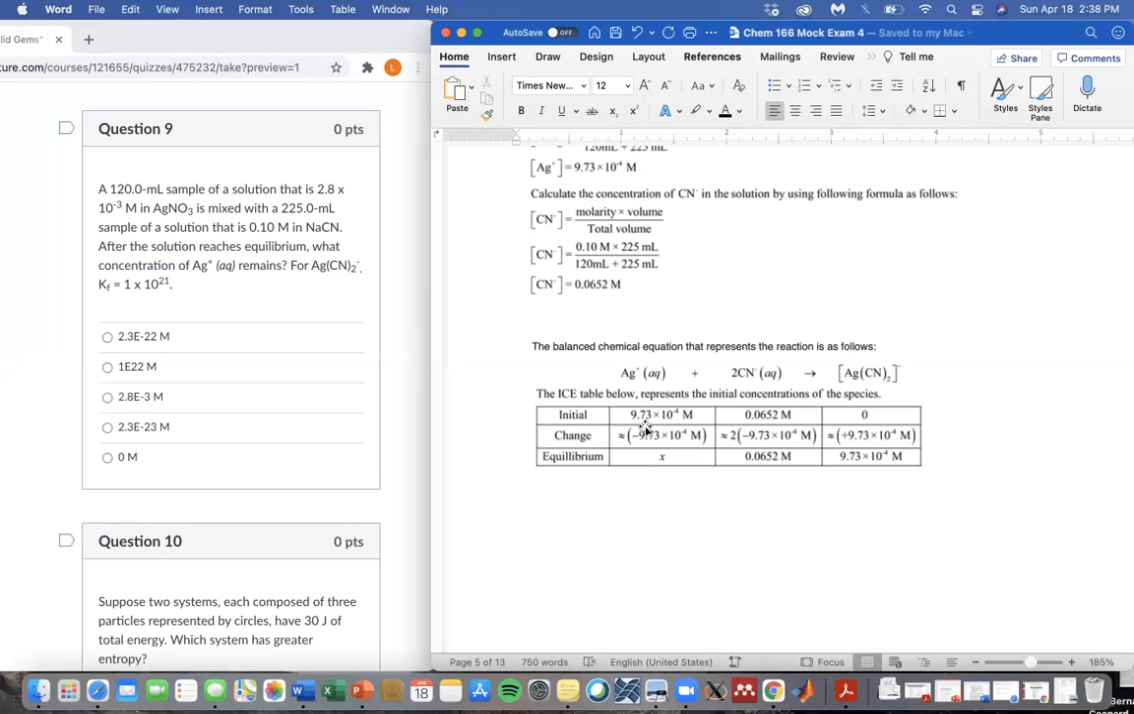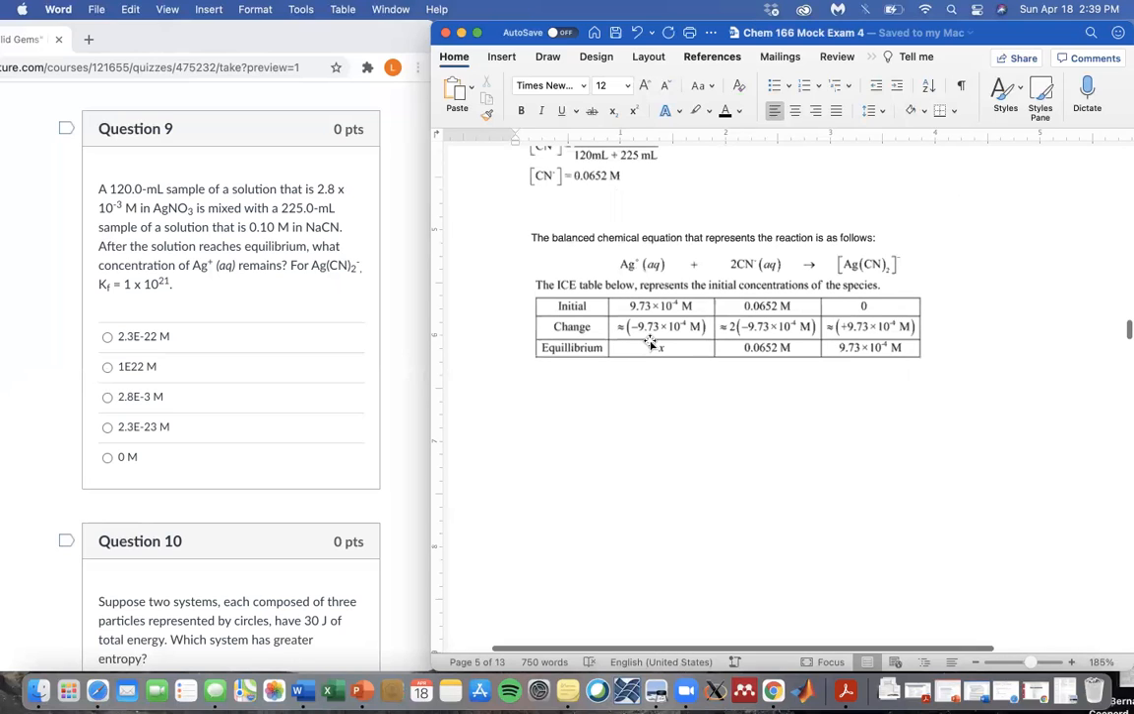And so you would say, okay, I'm going to subtract around 9.73 times 10 to the negative fourth, and you're going to add about 2 times that value, because for every 1 mole of Ag plus, you need 2 moles of CN minus in order to create this. And so you would do 2 times this value and subtract that because it's how much you're using up to create the complex ion. But because you're only forming 1 mole of complex ion, you would just add 9.73 times 10 to the negative fourth.